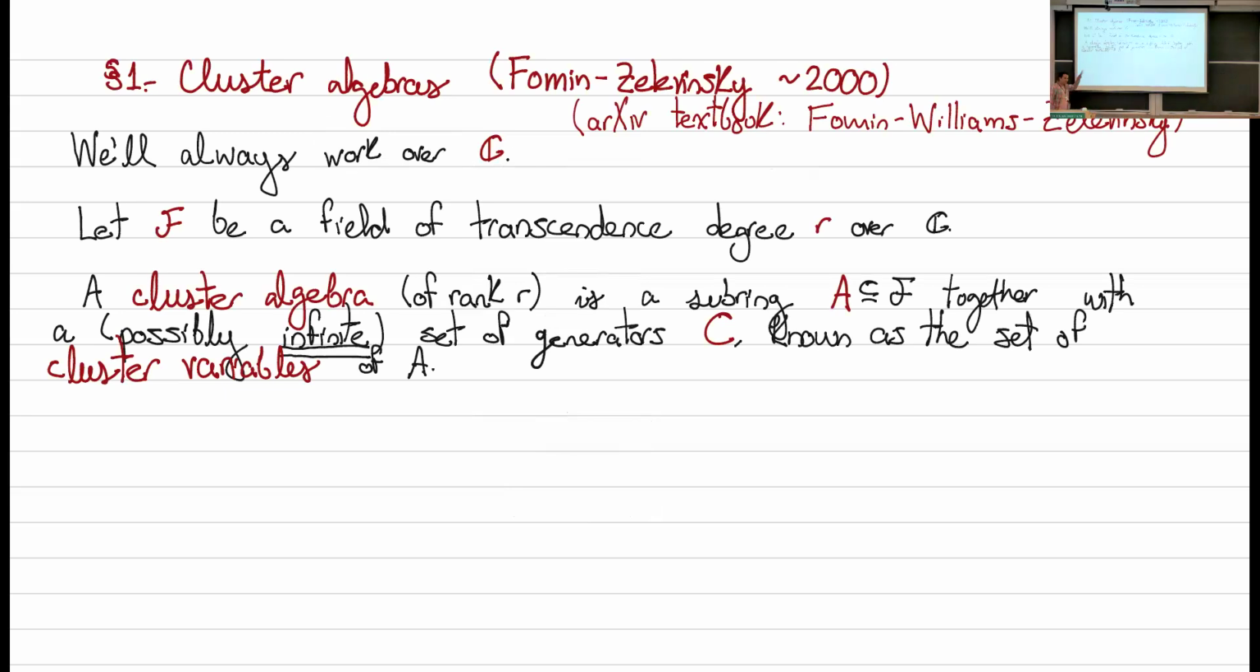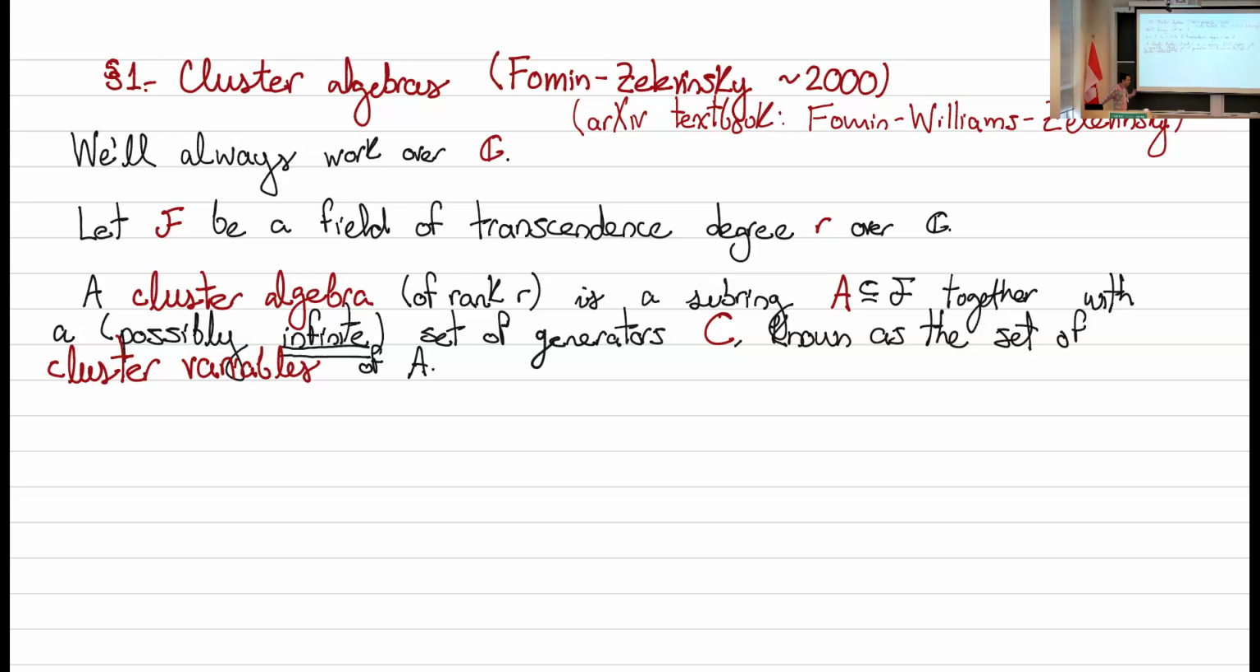You can do all of this over the integers, but I won't. And a cluster algebra is an integral domain over C, but it is not given to you by generators and relations. It is given to you by a very different sort of process. So what we do is we start with a field F of transcendence degree r over C. So just think of rational functions in r variables. And a cluster algebra is a subring of this field, but it is given to you by specifying a possibly infinite set of generators C, which are known as the cluster variables of the cluster algebra A.